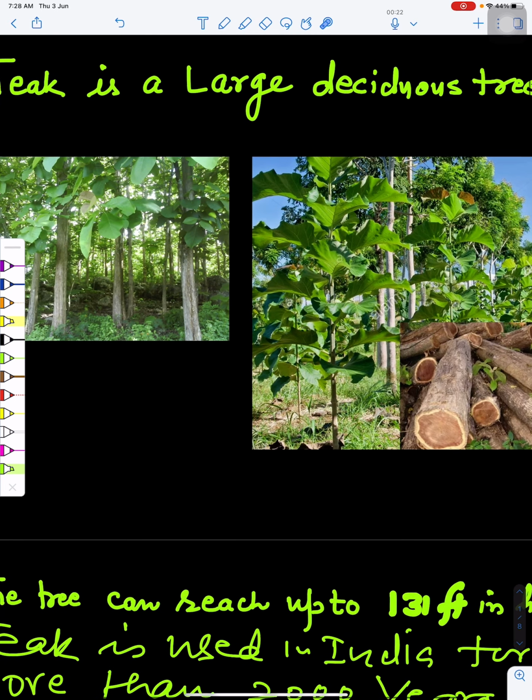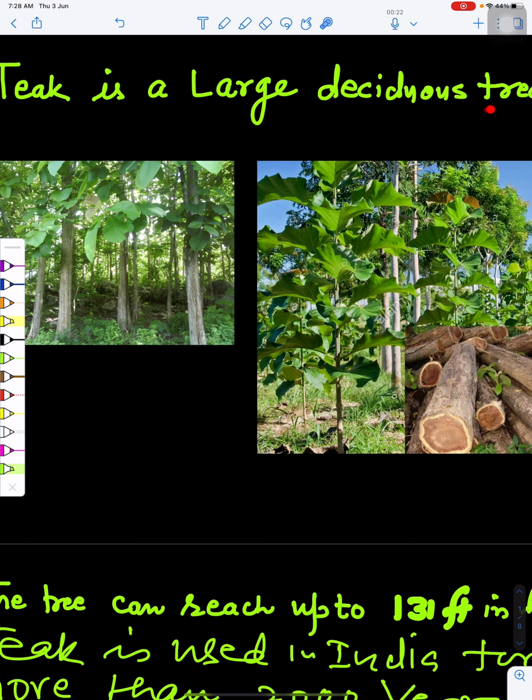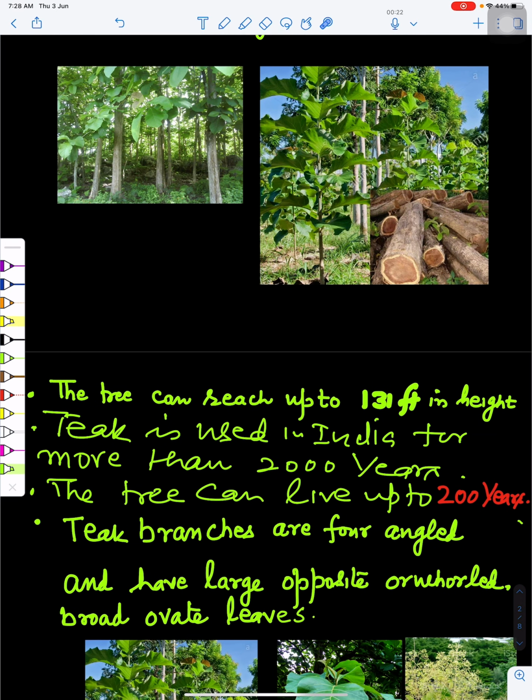Now this is a deciduous tree, meaning when it matures, its leaves fall down, so it is called a deciduous tree. Now its height is up to 131 feet. This has been used in India for more than 2000 years. The tree can live up to 200 years. Now this tree is in great demand in India. Its wood is very valuable.